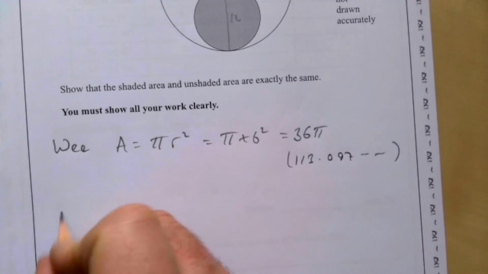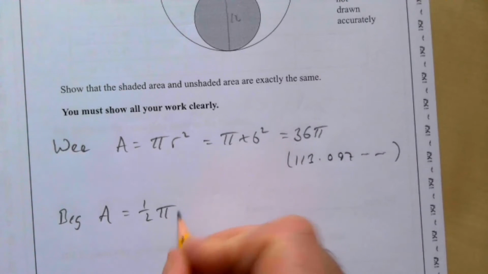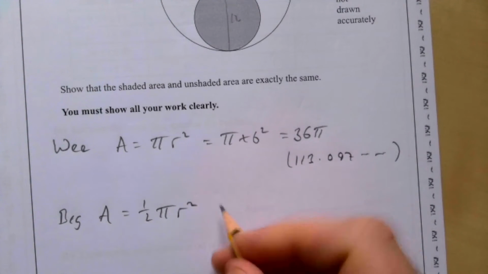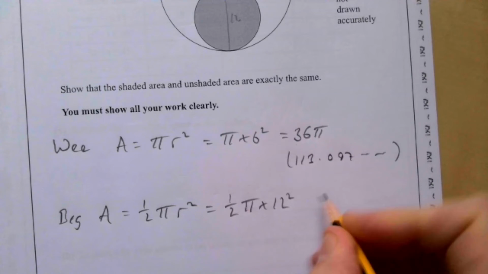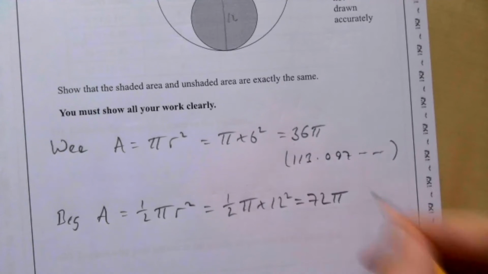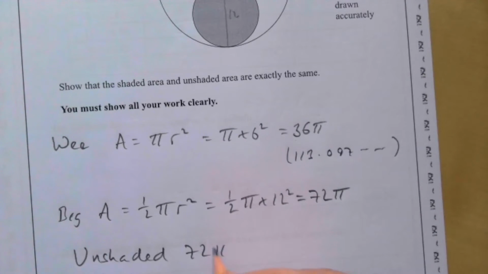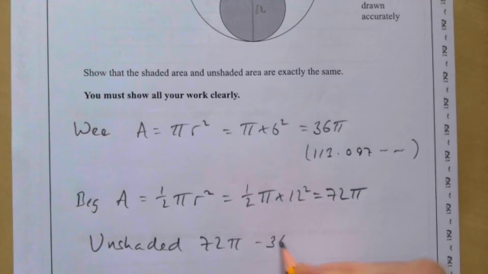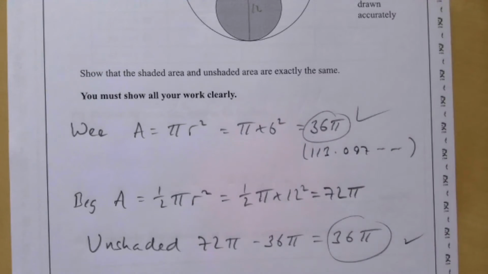So for the big one, the area we want is a half pi r squared, because that's the area of half a circle. So that's going to be a half times pi times 12 squared. 144 divided by 2 gives me 72 pi. So the unshaded is going to be 72 pi, take away the shaded bit, which is 36 pi, and that gives 36 pi. So those two are the same, and we are good.